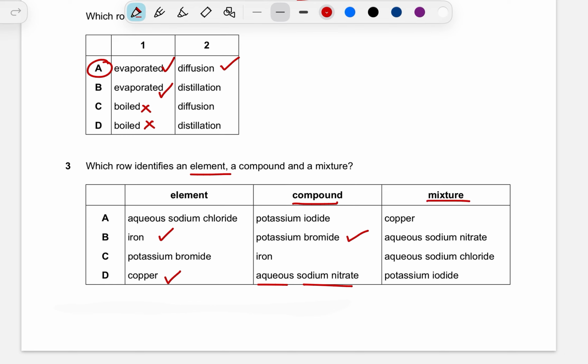And then finally a mixture. A mixture would be a mixture of elements and compounds, or compounds or elements only, where they are not chemically combined. So potassium iodide is actually just a compound. And over here, aqueous sodium nitrate, aqueous means you've got water, and sodium nitrate, you've got the compound sodium nitrate. So this is a mixture of 2 compounds, water and sodium nitrate. So your answer is B.